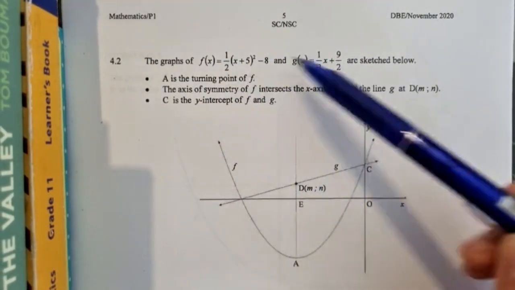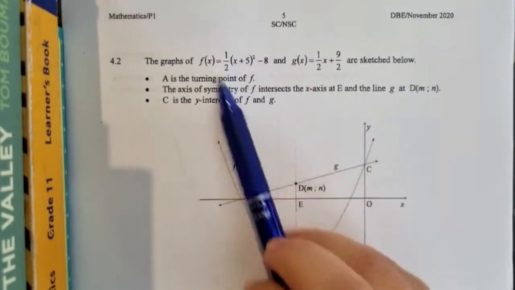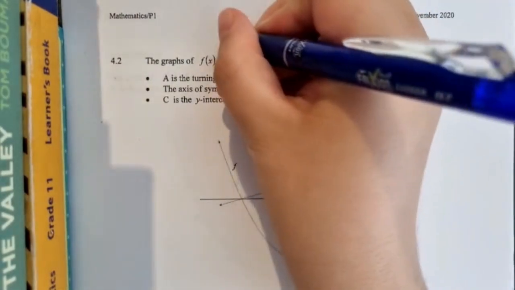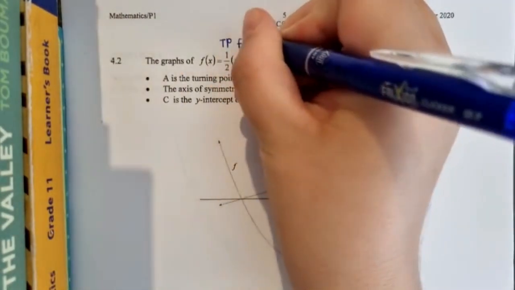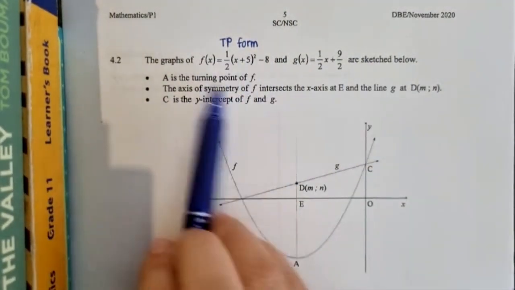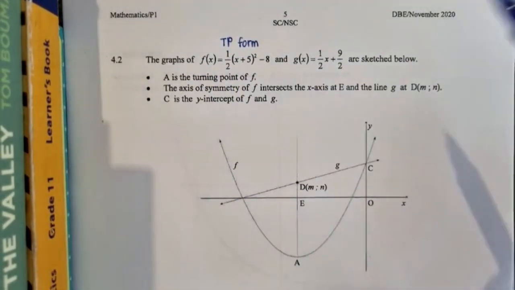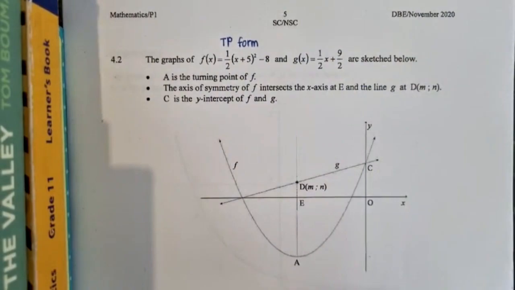Now, when you see these two equations, it is important that you know what these things actually mean. So if you're looking at this equation, you need to recognize that this is turning point form, which means that we can find the turning point from looking at this equation. Just by looking at it, we should be able to know what the turning point is. And then this obviously is a straight line equation.